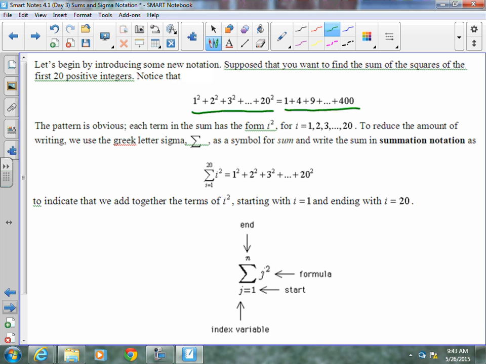How do we write this? Well, we're adding squares, so we write i squared to the right of our sigma. That's what this symbol is called. And our sigma means we're going to be adding them. So we're going to be adding i squared. Now the number below the sigma tells us where we're starting. So we're starting when i is 1. We're ending when i is 20.